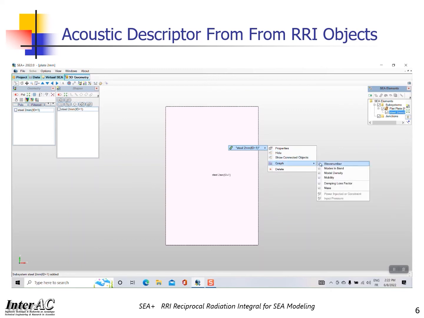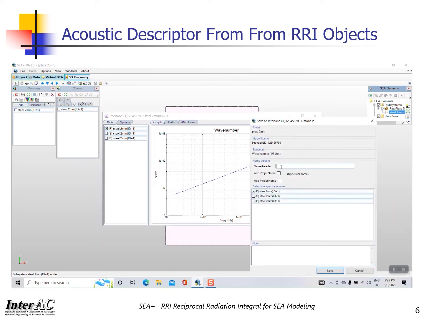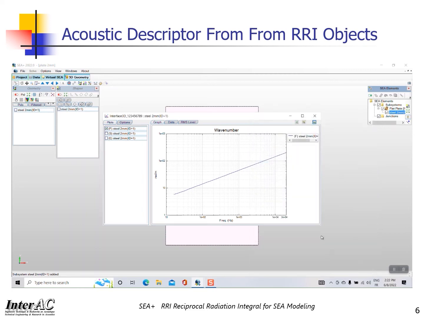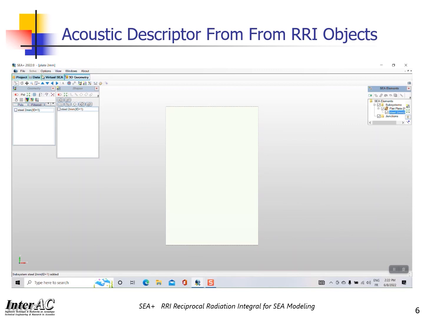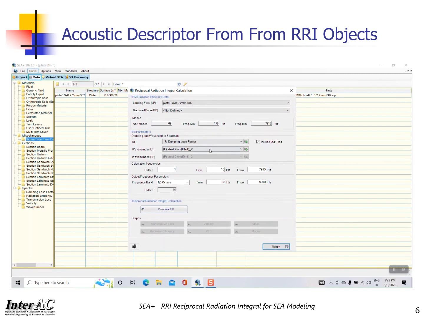So we created one from the geometry file of the finite element model. And when I graph, I adjust this wave number. And if I need it for RRI, I can just store it in the database under wave number for RRI. Okay, save. Now, if I come back to my RRI database, when I open, I can select this one if I like.